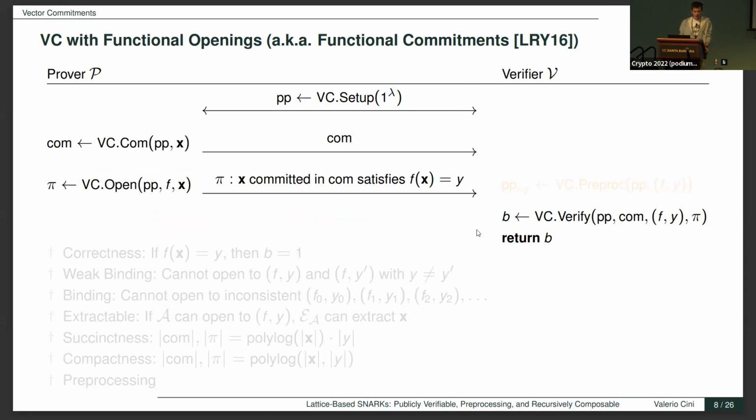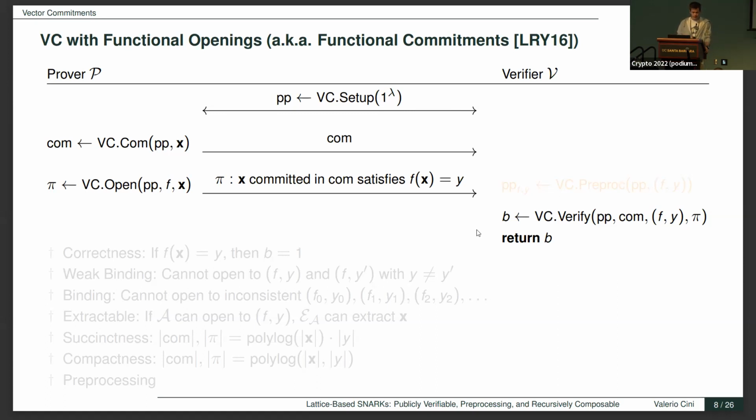Now the prover can commit to some vector x by running the commitment algorithm, and then send the commitment to the verifier. In a later stage, the prover can decide to convince the verifier that the value committed in the commitment is such that f of x equals y, for some function f supported by the vector commitment and some image value y. The prover can do this by running the opening algorithm to obtain an opening proof pi and send this proof pi to the verifier. The verifier can check this proof pi against the tuple (f, y) and the committed value com.